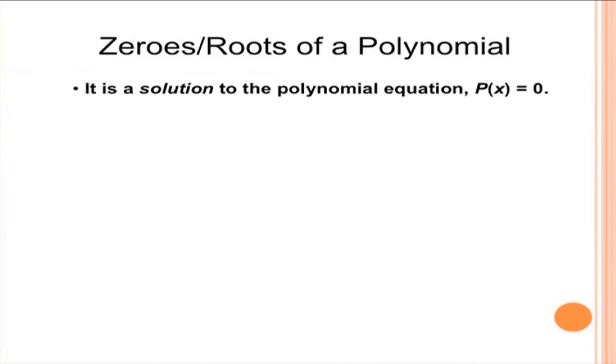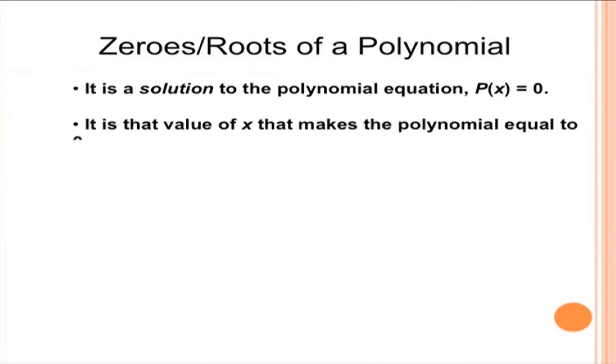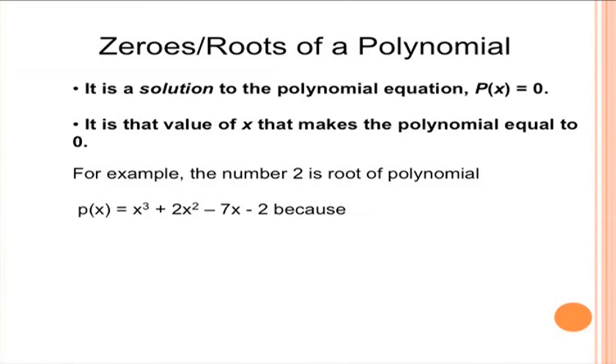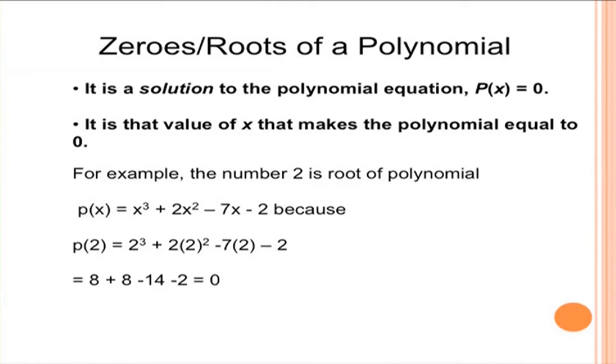Talking about zeros or the roots of a polynomial, it is a solution to the polynomial equation p(x) equal to 0. It is that value of x that makes the polynomial equal to 0. For example, the number 2 is the root of the polynomial x cube plus 2x square minus 7x minus 2 because when we substitute p(2), that is x as 2, in each term, we get the answer as 0. So 2 is the root of this particular polynomial.